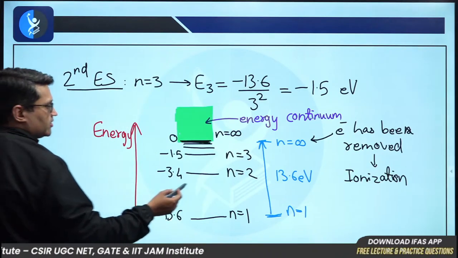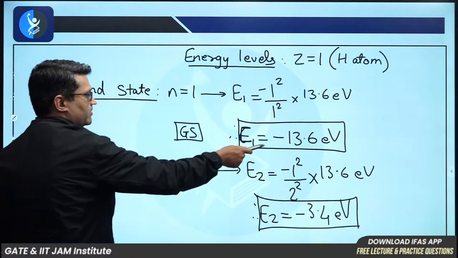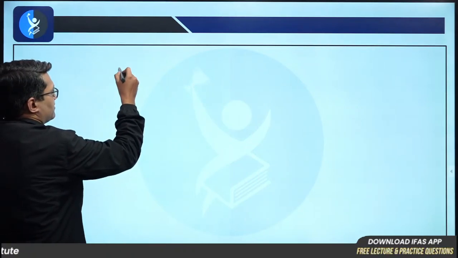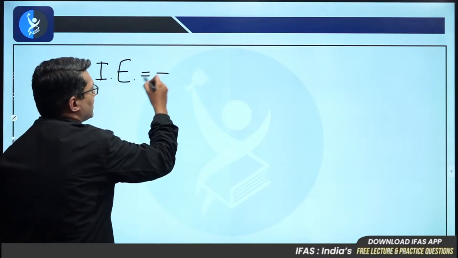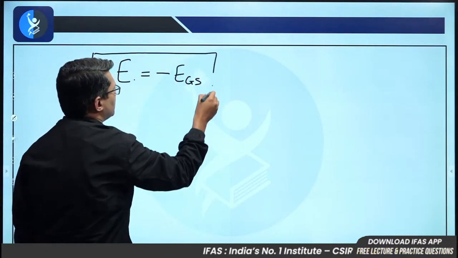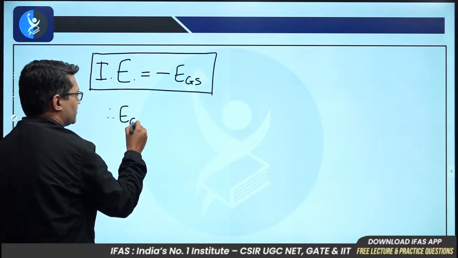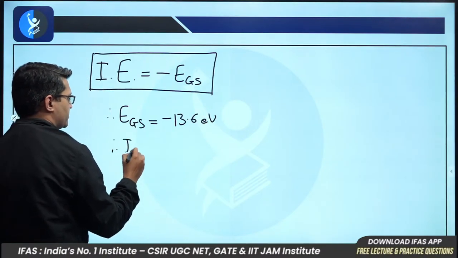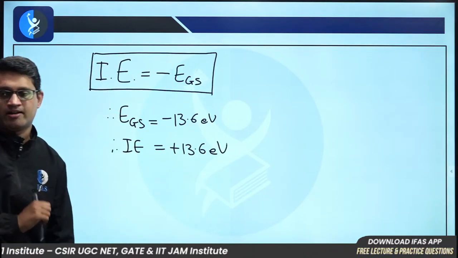Now if you look at this particular number, it's a positive number, whereas the ground state energy, -13.6, is a negative number. What does that tell you? It tells you that the ionization energy is simply the negative of the ground state energy. Therefore, if the ground state energy is -13.6, the ionization energy will be +13.6. That is the concept that we have to understand from this.